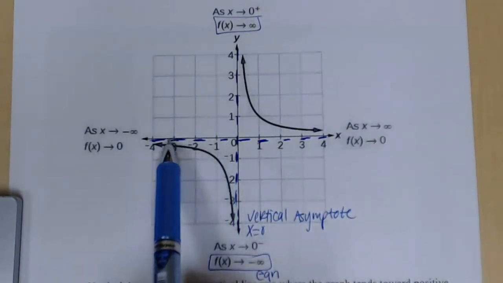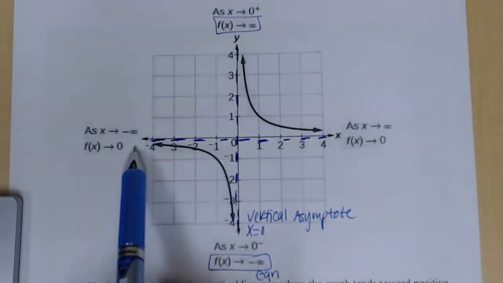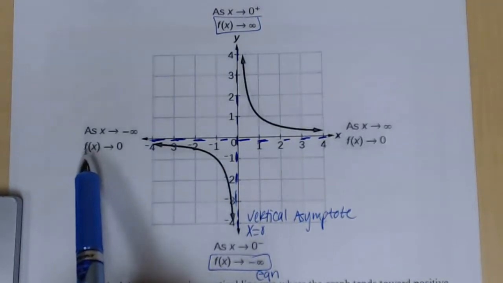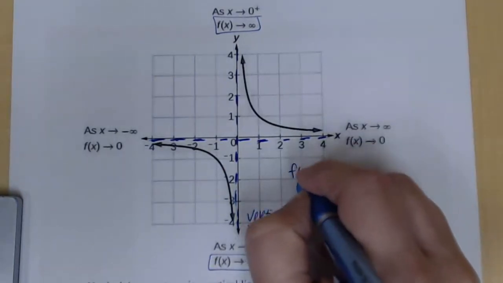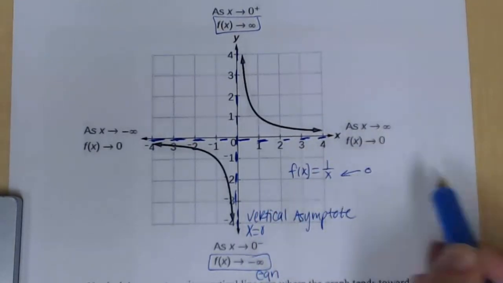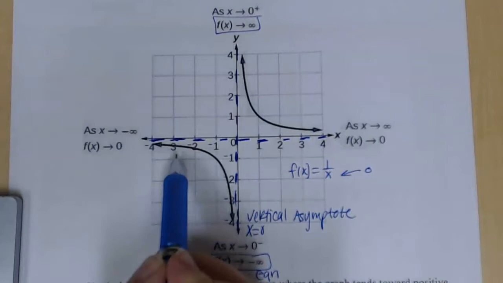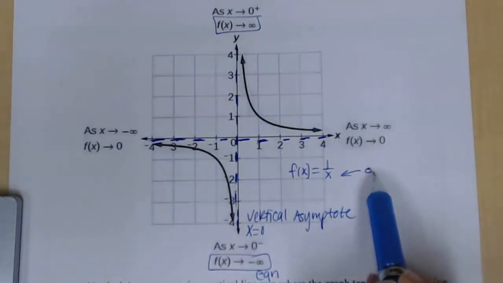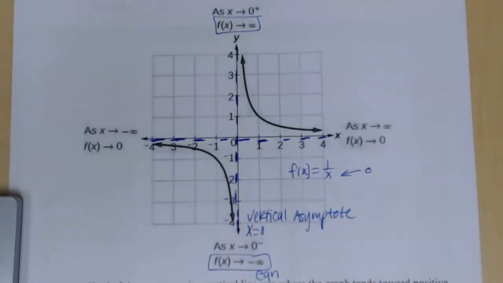As it's going off to negative infinity, we can see that this function is getting closer and closer to 0, but never going to get there, which makes sense because f of x is equal to 1 over x, and we can never have that be 0. So it's going to get real close to it, but it's never going to actually reach that value of 0.